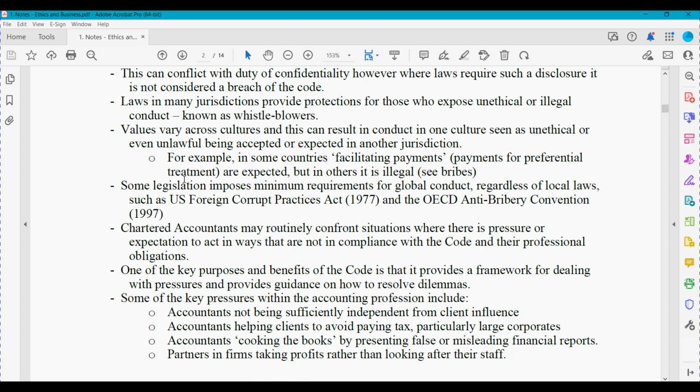And this is one of the reasons that the code is there in the first place, because it provides a good framework for dealing with some of these key pressures, and it does provide guidance on how to resolve dilemmas. So some of the key pressures within the accounting profession, in addition to the example I gave, could include accountants not being sufficiently independent from client influence, accountants helping clients avoid paying tax, particularly large corporates, accountants cooking the books by presenting false or misleading reports, or partners in firms taking profits rather than looking after their staff. So these are just a couple of examples. Obviously, there's a lot more.